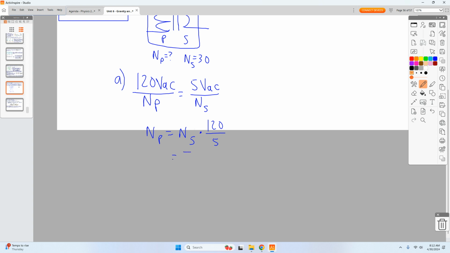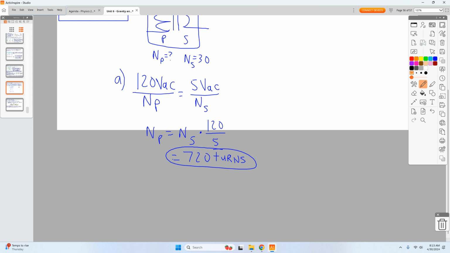Are you guys calculating 720? Okay, so I would need to have 720 turns on the primary side to step that voltage down from 120 to 5. Okay? Questions?